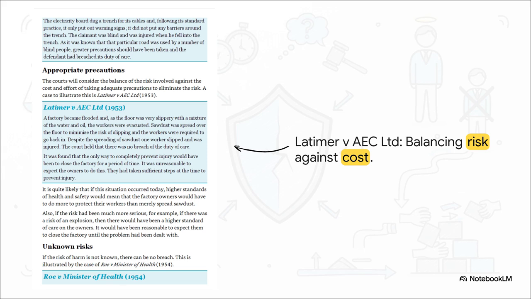A huge storm floods a factory, leaving a super slippery mix of water and oil on the floor. The owners evacuated everyone, spread sawdust everywhere to soak it up, and then let workers back in. Unluckily, a worker still slipped and got hurt. But the court noted the only way to perfectly guarantee zero slips would have been to completely shut the factory down for an extended period. At the time, they decided that cost was totally unreasonable, and the sawdust was a good enough precaution.